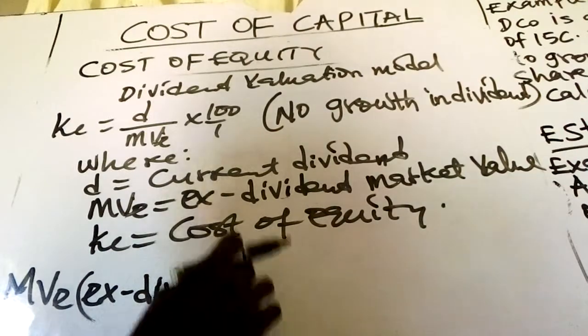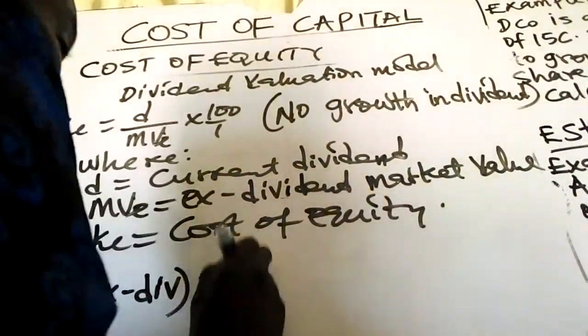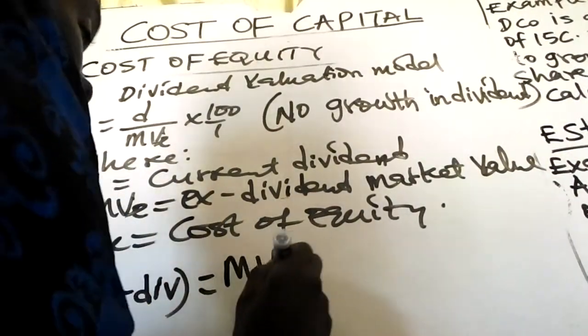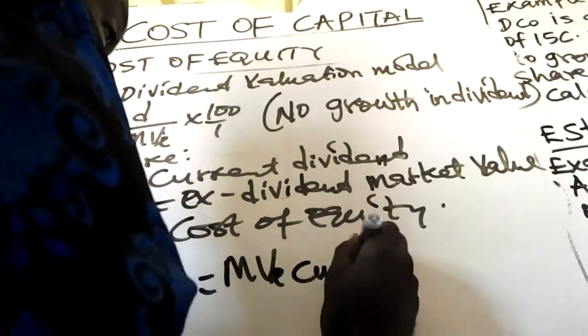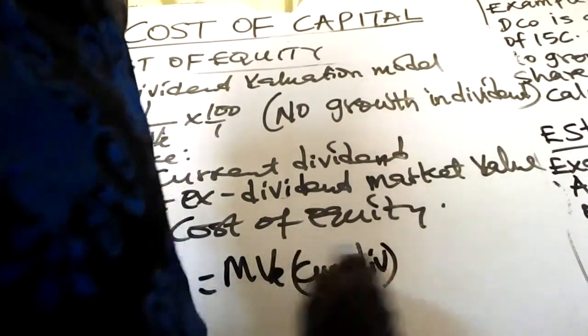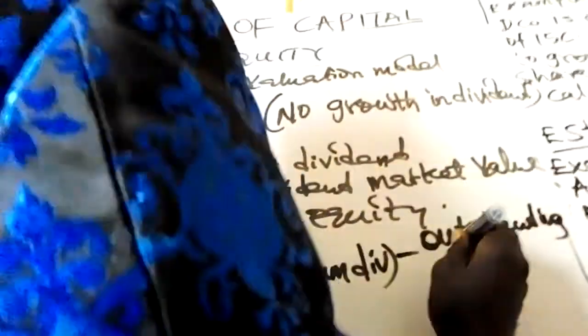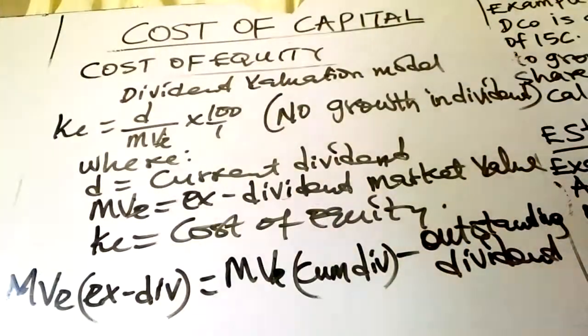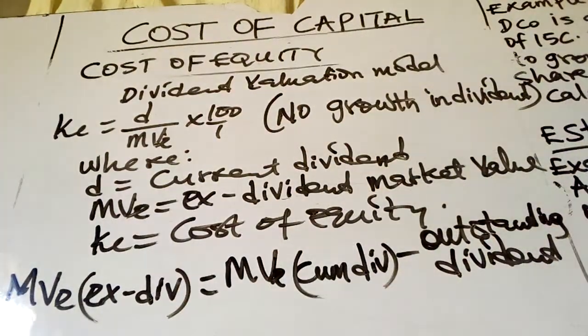Now to convert the cum div to X div, you have market value of equity cum div minus outstanding dividend. Market value cum div minus outstanding dividend. That will give you the X div market value.